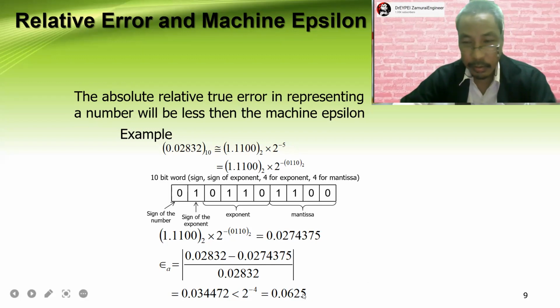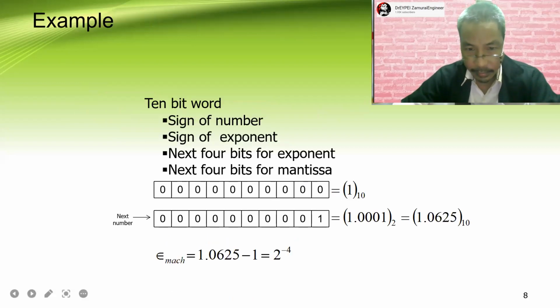0.0625 is equal to this one. Okay. So 2 to the negative 4, from binary to decimal, that is the decimal equivalent. If you compute that, that is equal to 0.0625.